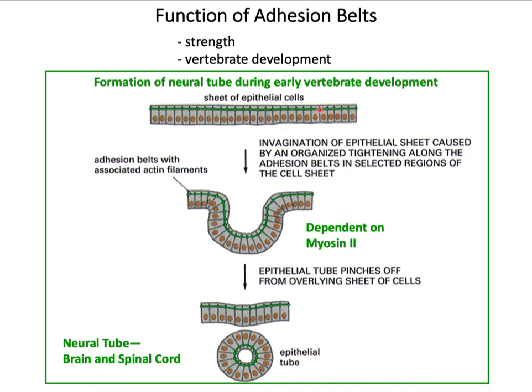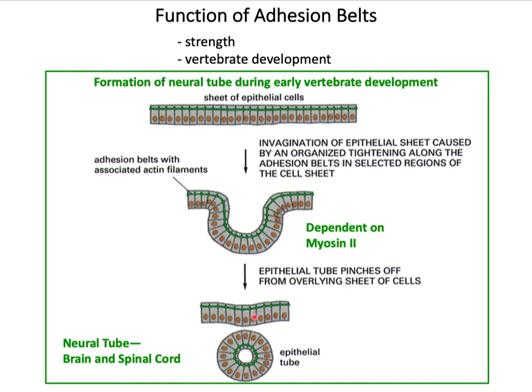At the top of the slide, you can see a sheet of epithelial cells, and these adhesion belts are composed of actin and myosin, in green. You remember that myosin is an actin-based motor protein that can cause the contraction of actin. So what happens is myosin 2 can induce contraction of these adhesion belts, shown here in the second step. This causes a puckering or pinching of the epithelial cell layer at the apex. Eventually this epithelial sheet will roll up and pinch off to form the neural tube, which again will go on to form the brain and the spinal cord.